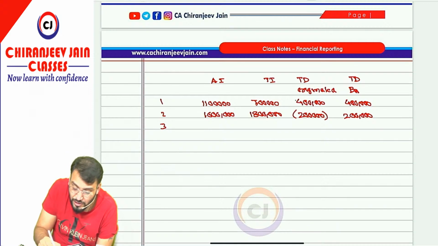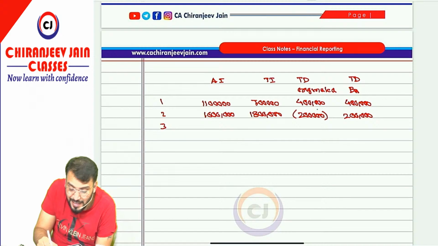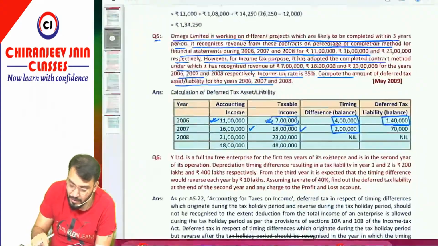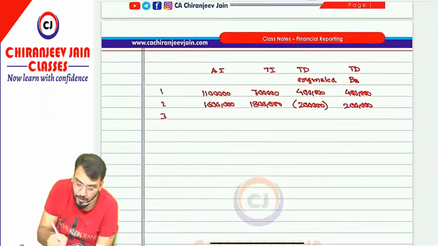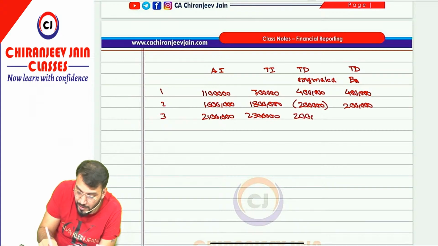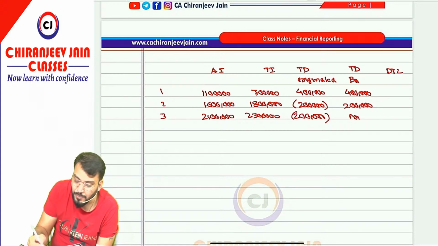So in the first year 4 lakh originated, which was to be taxable later. Out of this 4 lakh, 2 lakh is already taxable in the second year, so that got reversed. Now come to the third year. It is 21 lakh and 23 lakh. Now you can see another 2 lakh got reversed, because this is taxable in the third year. This becomes nil. So DTL will be on the balance amount at a rate of 35%.